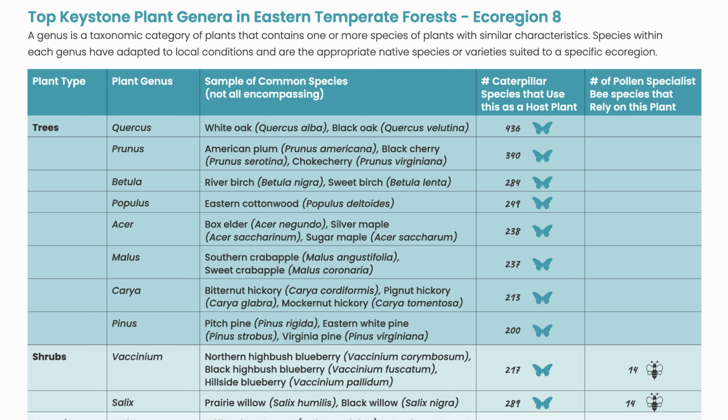So in my ecoregion, the Eastern Temperate Forest ecoregion, and more specifically the Ridge and Valley within that, I actually have a whole list that I got from the National Wildlife Federation website. What are the top keystone trees, the top keystone shrubs, and the top keystone herbaceous perennial plants for my ecoregion.